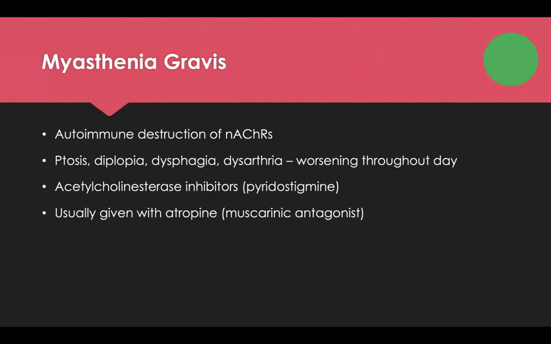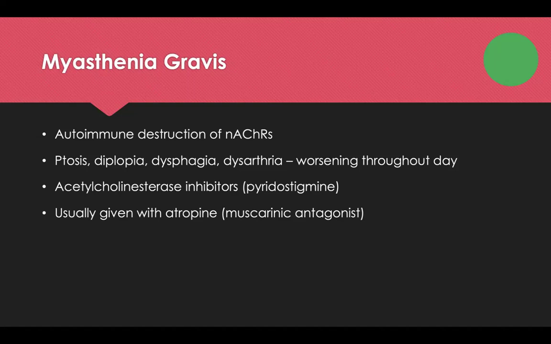A clinical correlate for this is myasthenia gravis. This is where we have an autoimmune destruction of the nicotinic receptors. Classically, this presents with ptosis, so drooping of your upper eyelid, diplopia, so double vision, dysphagia, so difficulty in swallowing, and dysarthria, which is difficulty speaking clearly, all of them caused by muscle weakness, essentially. Classically, this worsens throughout the day, which is a bit of a hallmark of your immunological conditions.